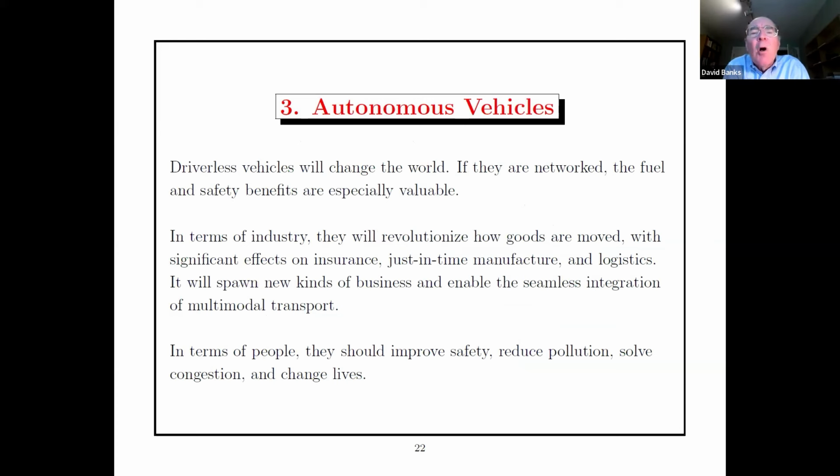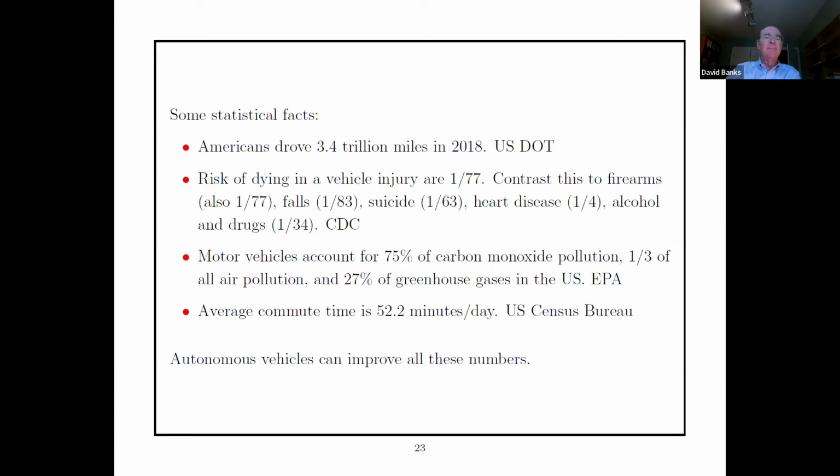I'm going to move on now and talk about autonomous vehicles. And I think this is transformational technology that has got huge potential. They're going to revolutionize how goods are moved. They're going to have significant impacts on insurance, just-in-time manufacture, logistics. I think they're going to spawn new kinds of businesses and support multimodal integration of transportation. And in terms of people, it should improve safety, reduce pollution, solve congestion, and make our lives better.